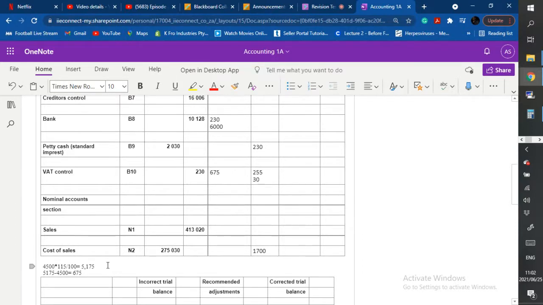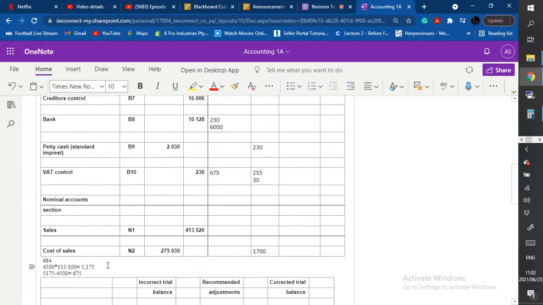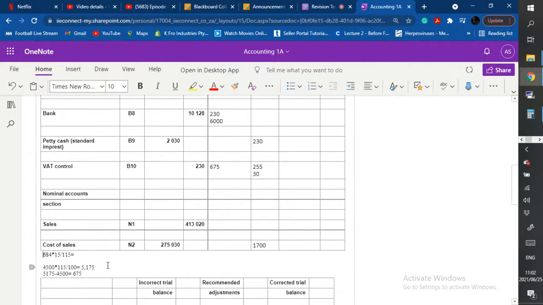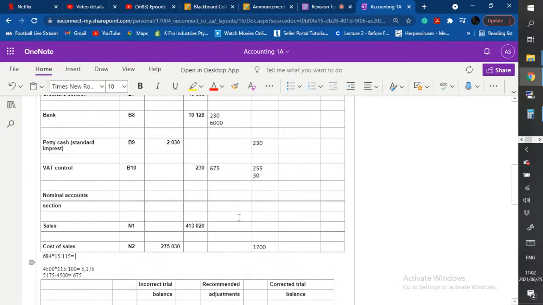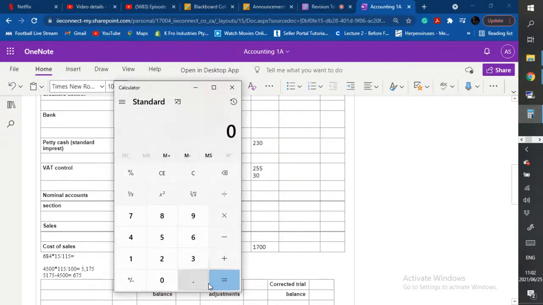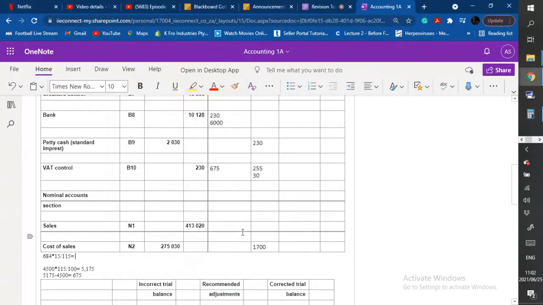Let me calculate it here since it's nearby. We're saying 684 times 15 divided by 115, because that's the VAT. Let's get our calculators: 15 divided by 115 times 684. What do we get? We get 89.22. I'll copy that, and we're going to debit it on the VAT control, because this is important.